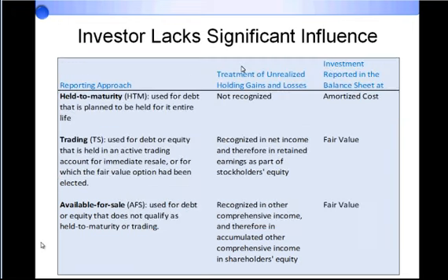So now we're going to start off in a situation where the investor lacks significant influence. We have three different methods we're going to talk about here: held to maturity, trading, and available for sale. When we have a held to maturity situation, this is where there's the intent and the ability for the company to hold that debt to its maturity date. So they don't plan on selling it anytime soon. They're going to hold the loan to its maturity date. Now the thing here, notice it's just for debt securities. It's not for equity securities.